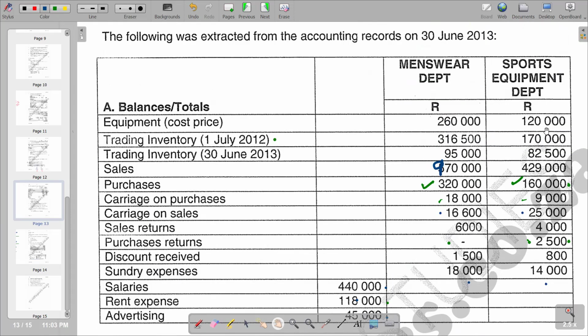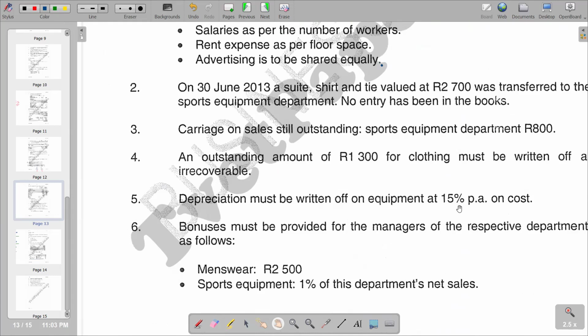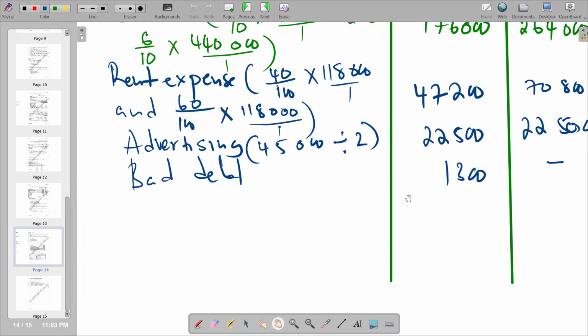Remember, we've got equipment 260,000 and 120,000. So we are going to use a rate of 15%, and it's on cost. Remember, the on cost method is percentage times cost. So it's just 15% times the cost that you are given there. So let's calculate it as such, whereby we are saying depreciation for 15%. Remember, it's a decimal, it's 0.15, and then we multiply for the first column.